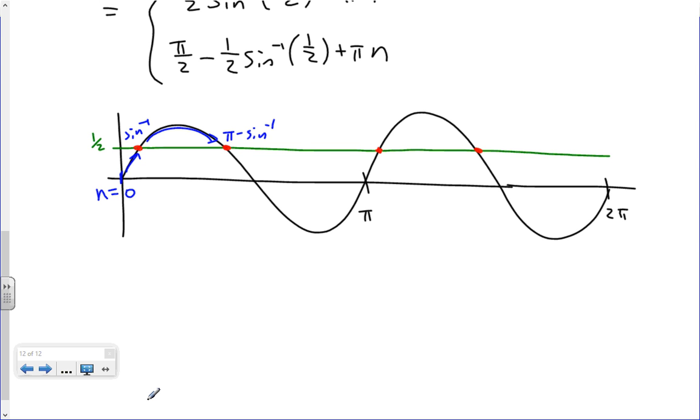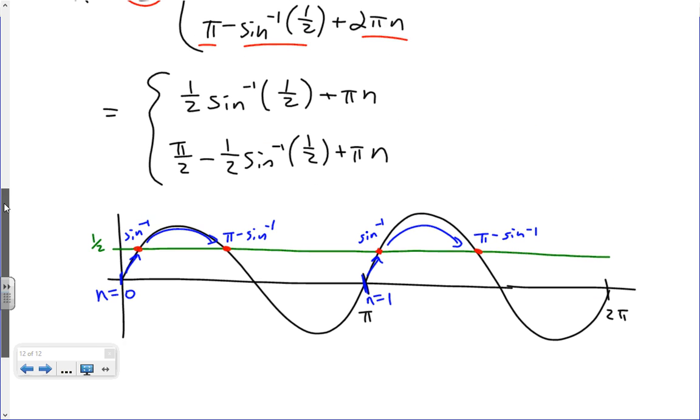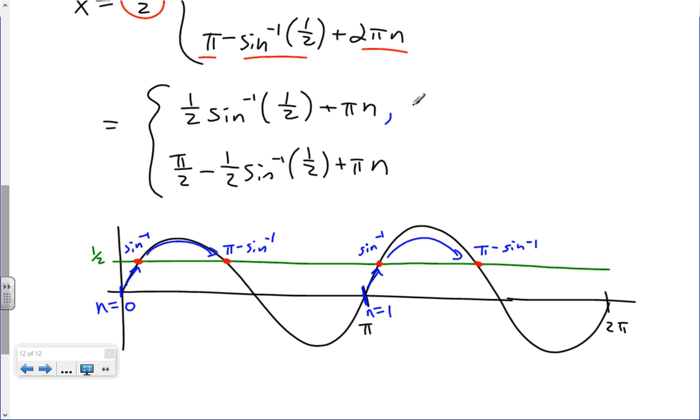Here's where n is going to be equal to 1. Here's our sine inverse solution. Keep moving forward, and we hit our pi minus sine inverse solution. So it looks like we use the same values of n in each of those solutions. So we're going to have n is equal to 0 and 1 here, and n is equal to 0 and 1 here. There is algebraically our 4 solutions to that equation.